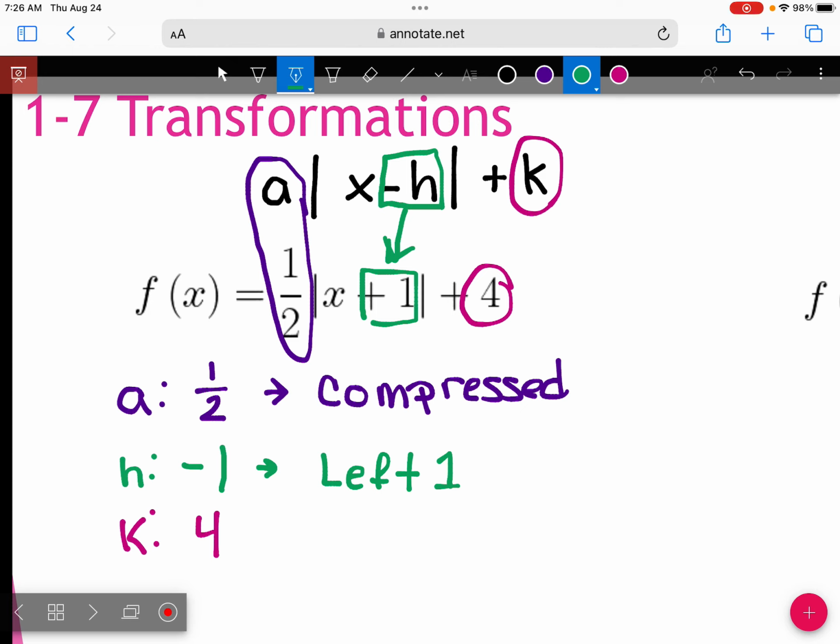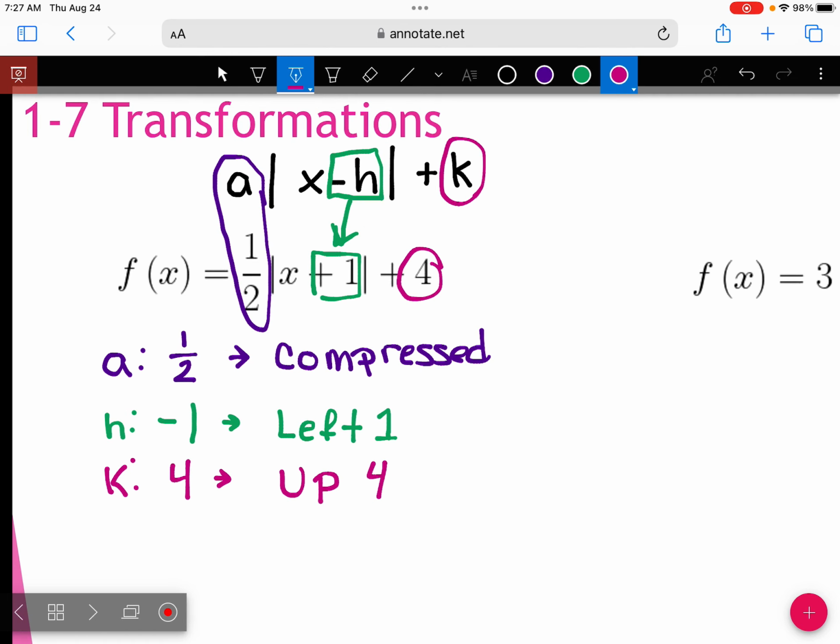When A is between 0 and 1, so usually a fraction, not always because the book likes to play games, but if it's between 0 and 1, my picture looks like somebody sat on it. It's going to be squished. So we call that compressed. And our k of positive 4 means it has been moved up 4. Those are all the transformations on here.